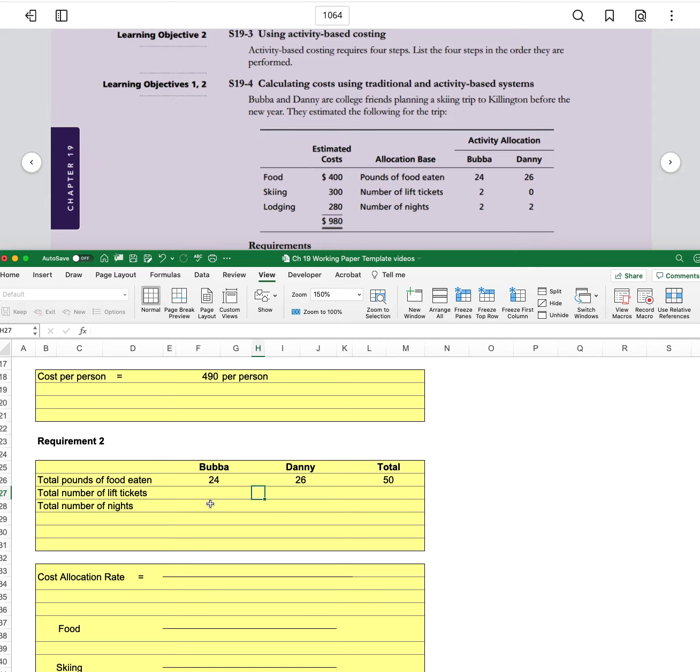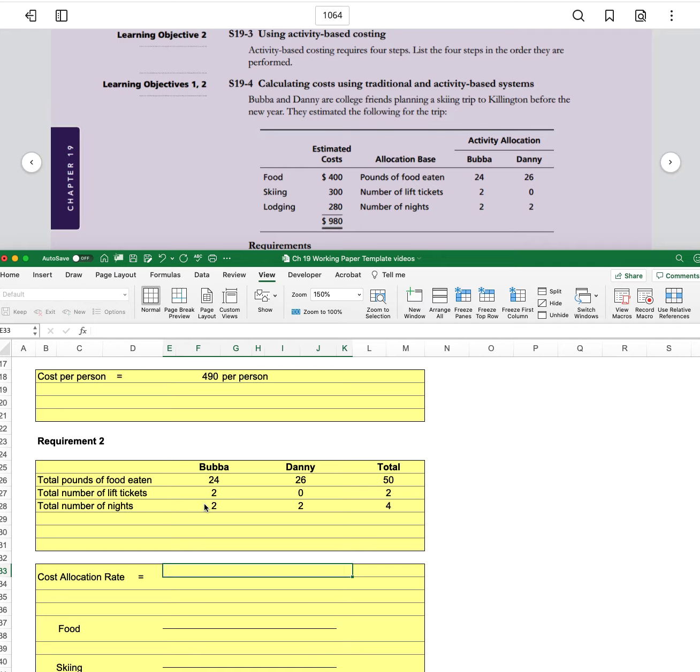Number of lift tickets, there are 2. I'm going to drag this formula down so it'll just auto sum for us. And total number of nights, 2 per person, for a total of 4.